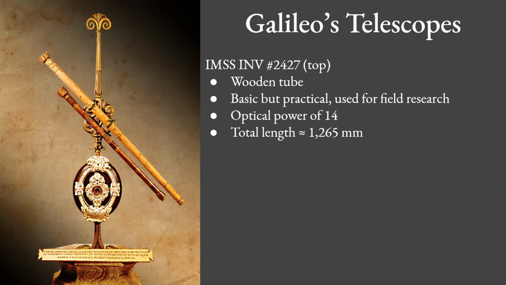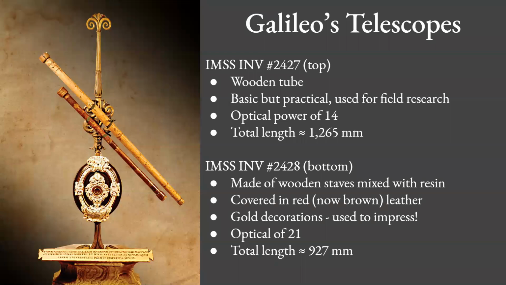The IMSS, that's the name of the place holding them, and then they name these things INV for inventory, 2427. So this one is a wooden tube. It's not really exciting or interesting looking, but this was an actual one used for field research. It had an optical power of about 14, and it's a little over a meter long, somewhere around 120 centimeters or so.